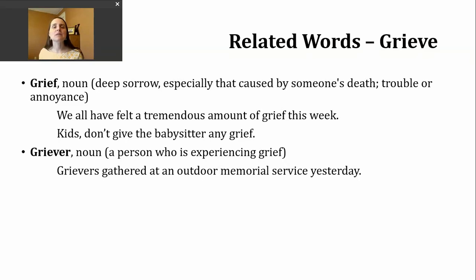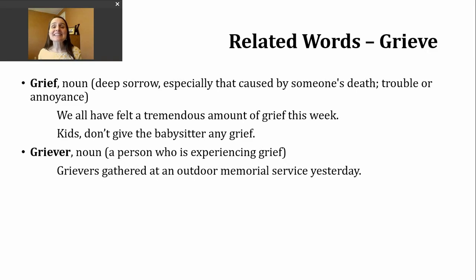Now, let's take a look at some words that are related to our verb grieve. And I've already mentioned the noun grief. This can have a couple different meanings. One is, again, deep sadness or sorrow. And we, again, tend to use this particular noun to describe our feelings, these deep feelings of sadness after someone has passed. Here's an example. We have all felt a tremendous amount of grief this week. This might be a sentence someone says on behalf of family or a group of people who are all mourning the loss of a loved one.